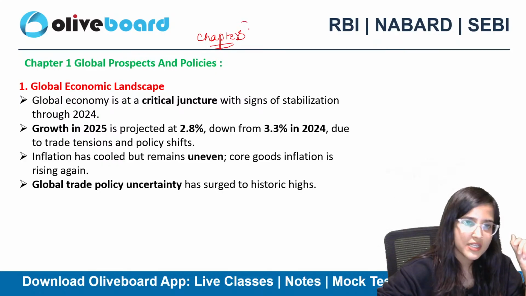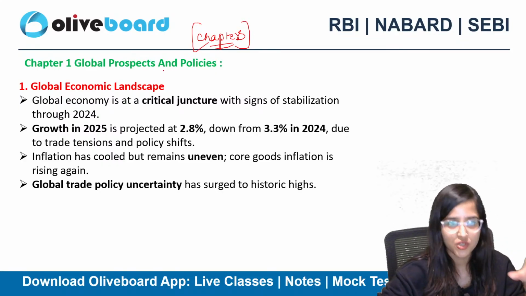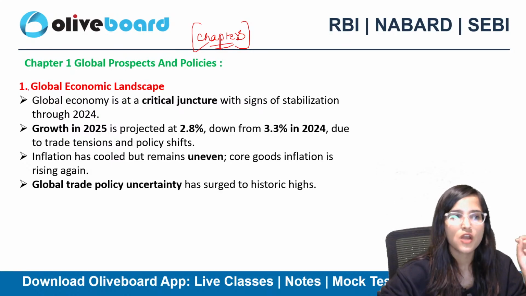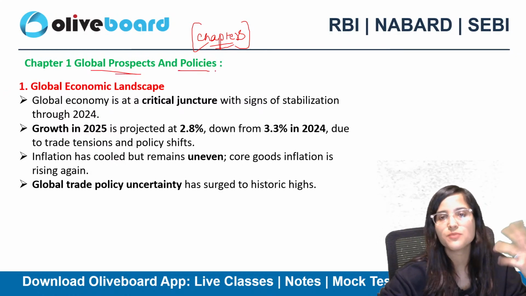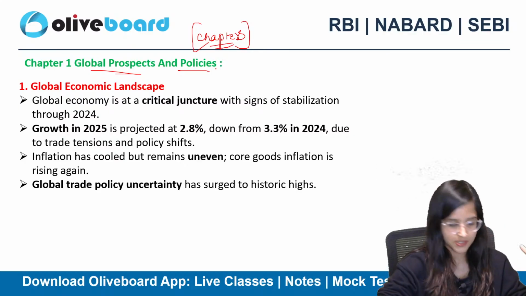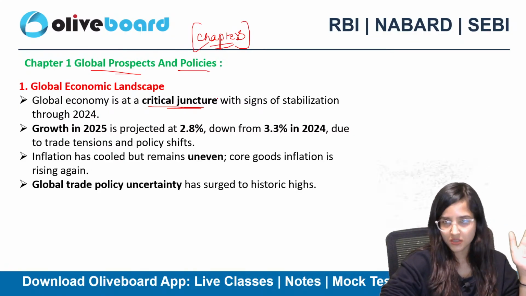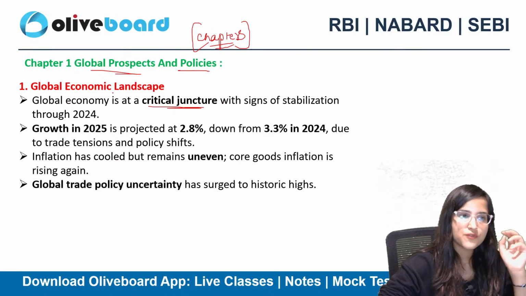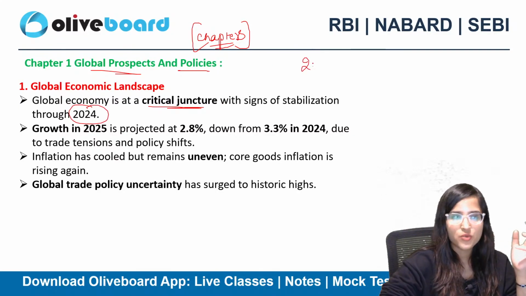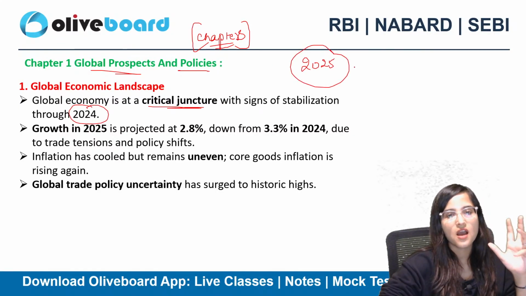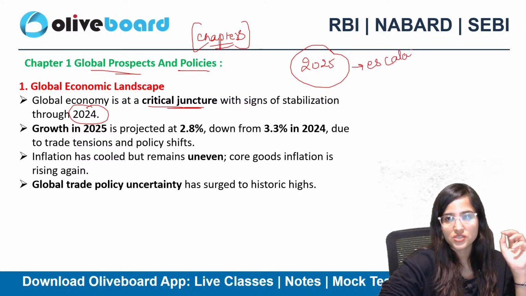We are going to study these chapters one by one, what has been mentioned. Okay, now first is your first chapter, which is related to global prospects and policies. Then what is the global scenario basically? Okay, so they are saying that the global economy is at a critical juncture. That means 2024 was stabilized, but in 2025 we see escalating tensions.